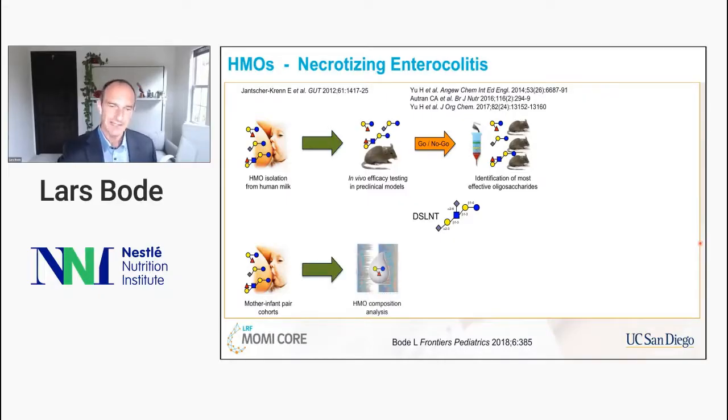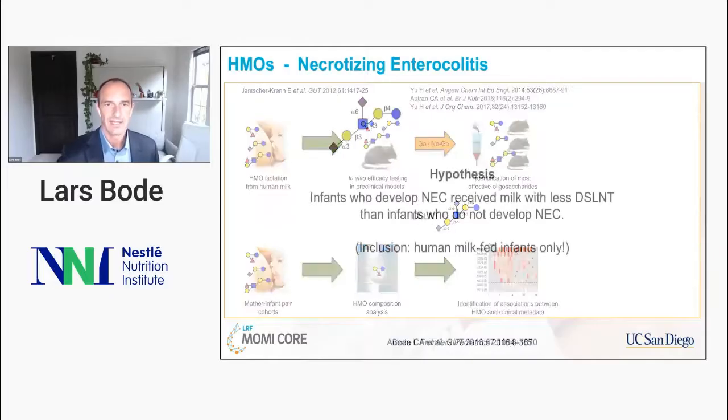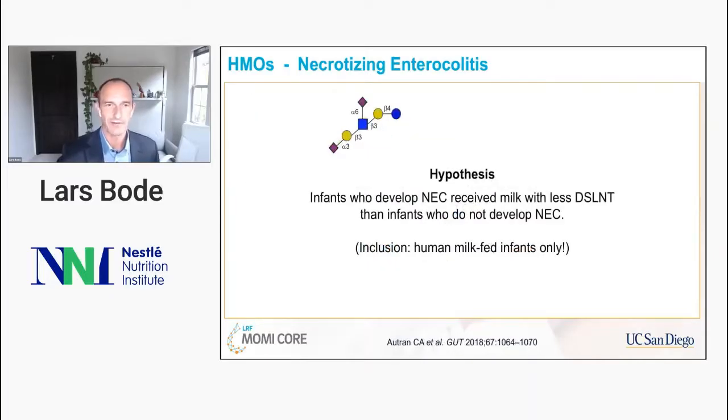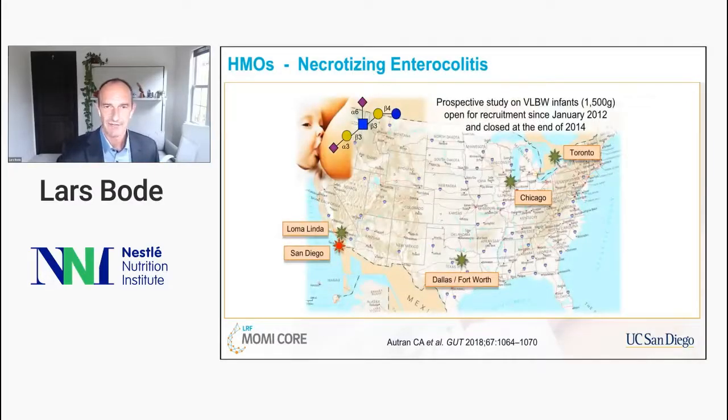We collected milk samples that went into those infants about every second day, analyzed that for oligosaccharide composition, and then identified which oligosaccharides associate with a higher risk of NEC. And so briefly to go through this, you see that infants who develop NEC received milk with less of this protective oligosaccharide DSLNT than infants who do not develop NEC. The cohort was done in 5 different sites in North America.